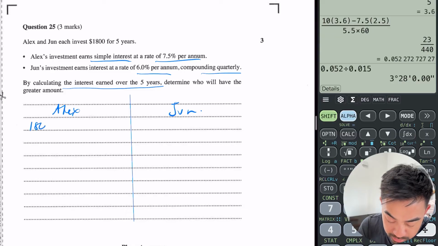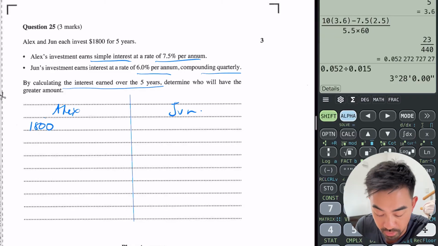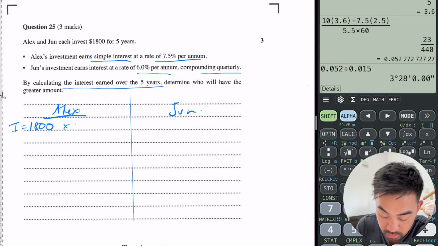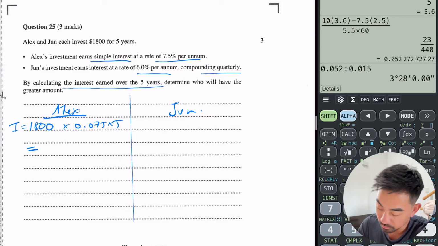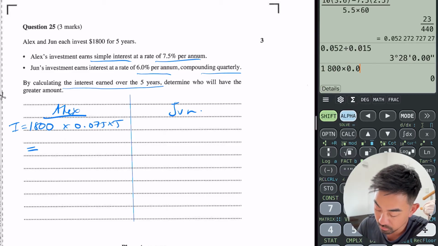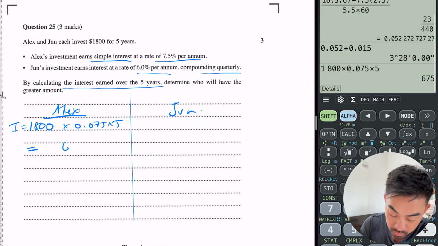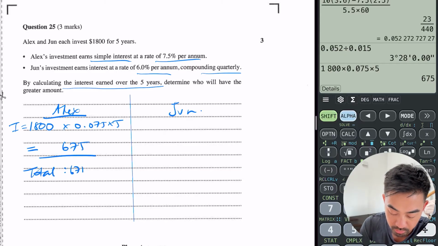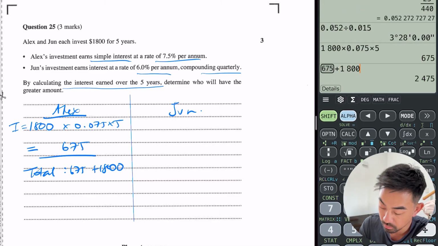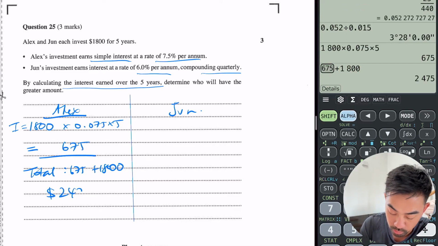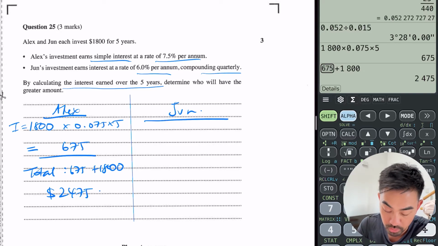So 1,800. I equals PRN for Alex because it's simple interest. So his interest is going to be 1,800 times 0.075 times 5, which is $675. So his total will be 675 plus 1,800, which is 2,475.